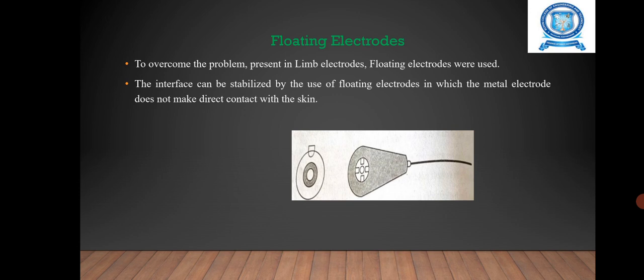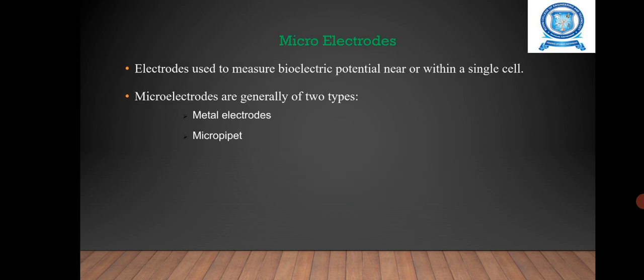Next one is floating electrodes. To overcome the problem present in limb electrodes, floating electrodes were used. Here, the interface can be stabilized by the use of floating electrodes, in which the metal electrode does not make direct contact with the skin. That means it consists of a lightweight metal screen held away from the subject by a flat washer which is connected to the skin.